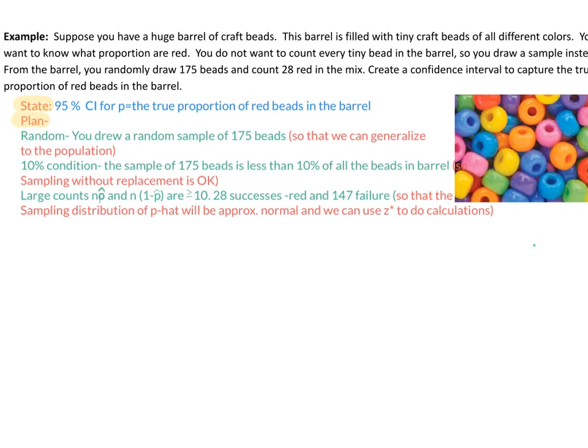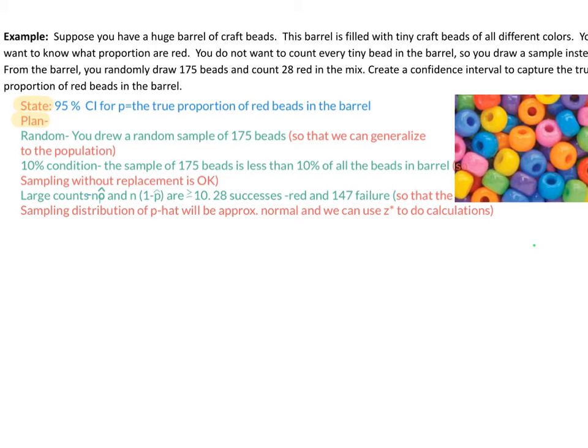And our third condition is our large counts condition, where n times p hat. Notice I'm using p hat, not p, because I don't know the true proportion. So n times p hat and n times 1 minus p hat are both greater than or equal to 10. And I state I've got 28 successes, which are red, and therefore I'd have 147 failures. And in parentheses here, I'm stating why I'm doing that. Again, not necessary, just for your reference. I'm doing that so that the sampling distribution of p hat will be approximately normal. Okay, it's like my normal condition.